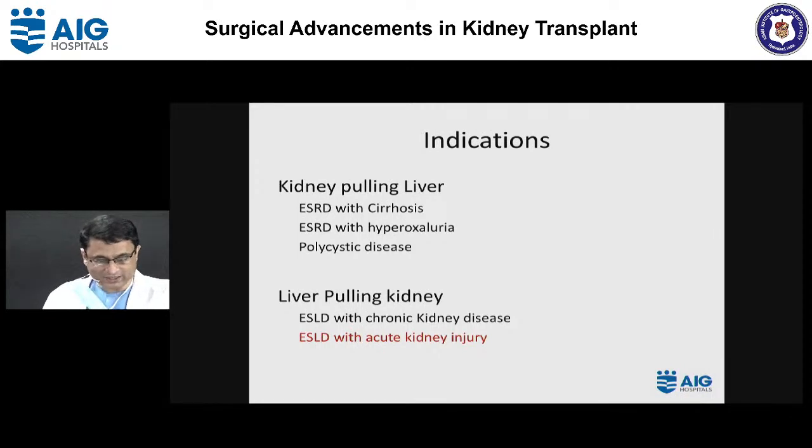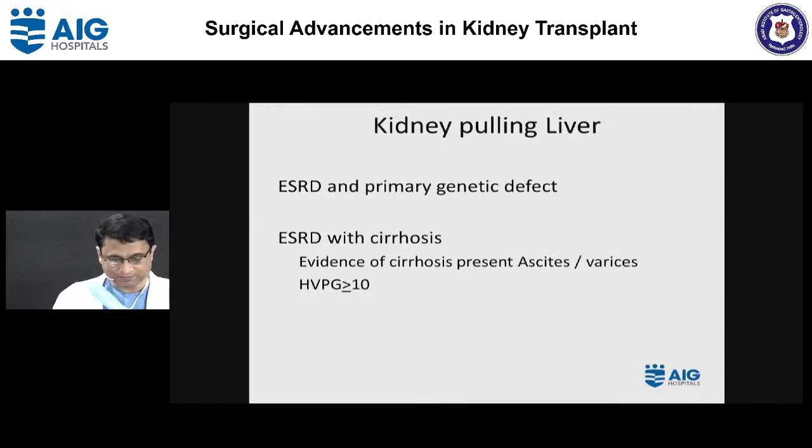Liver pulling kidney, these patients are sicker. It's the bad liver which has caused kidney disease, or it might even be end-stage liver disease with a known chronic kidney disease. More commonly what we get in this group is end-stage liver disease with acute kidney injury. So all the controversies happen in this last variety, that is end-stage liver disease with acute kidney injury.